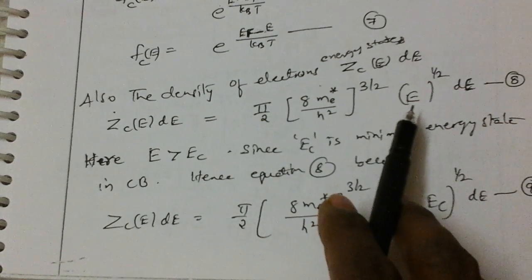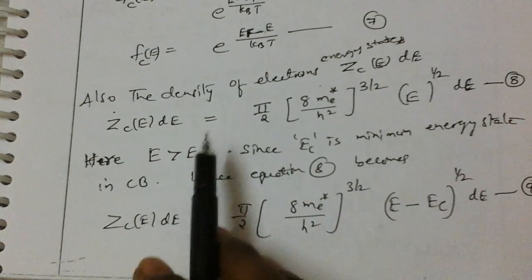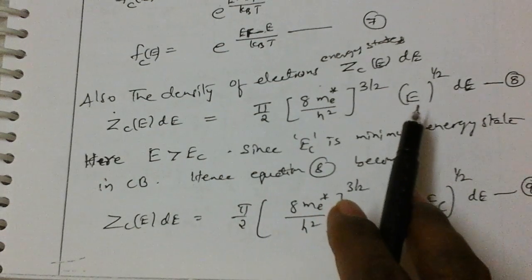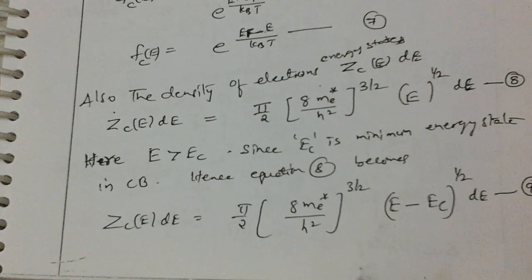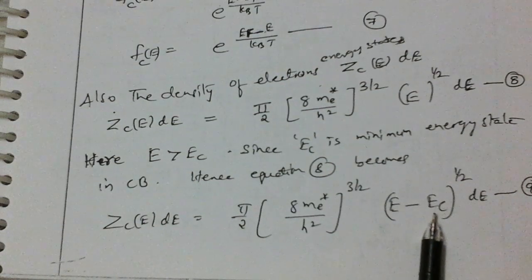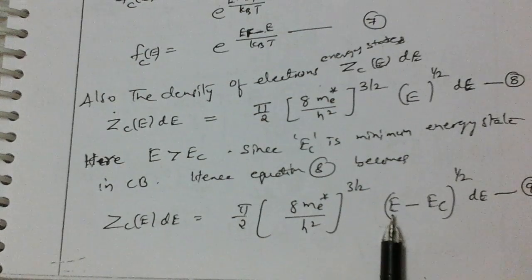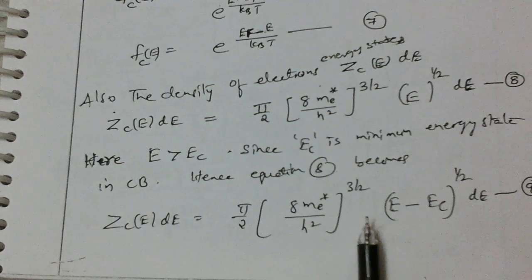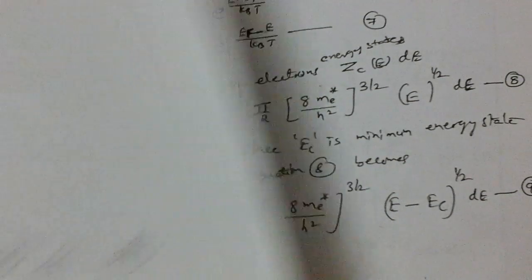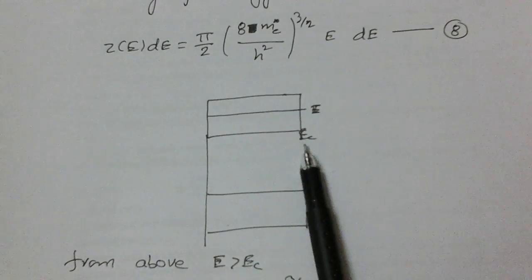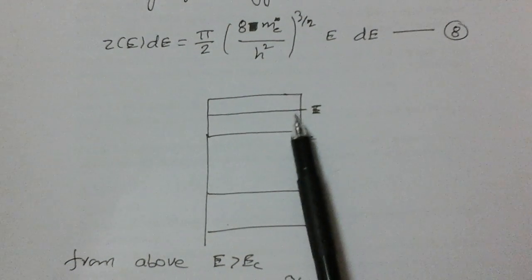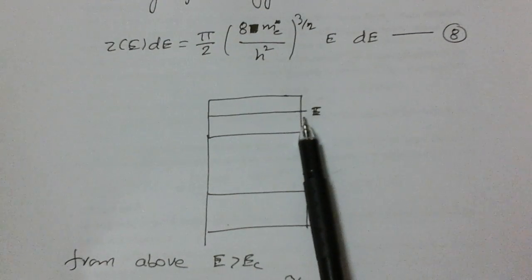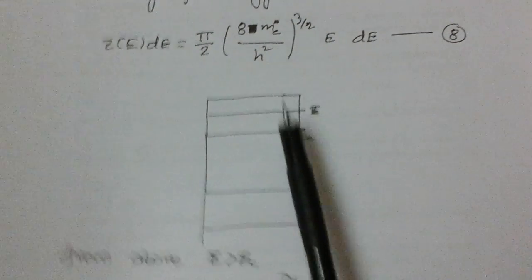in the place of E, we are writing E minus E_C. E_C is the bottom of the conduction band energy level. E is an energy level between E_C and E_CT. You can see the picture here. This is the bottom energy level of the conduction band. This is an energy level present in the conduction band, at any place you can take. I am taking the middle.